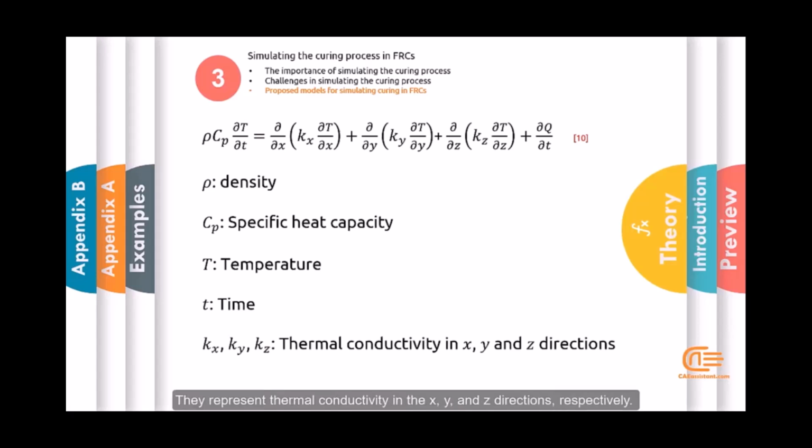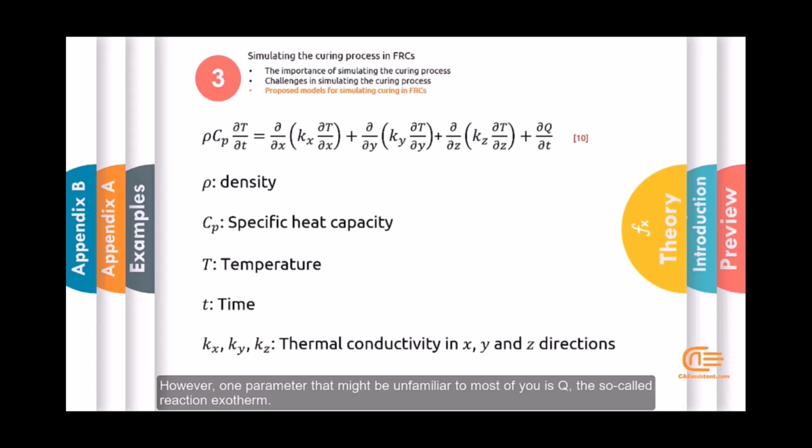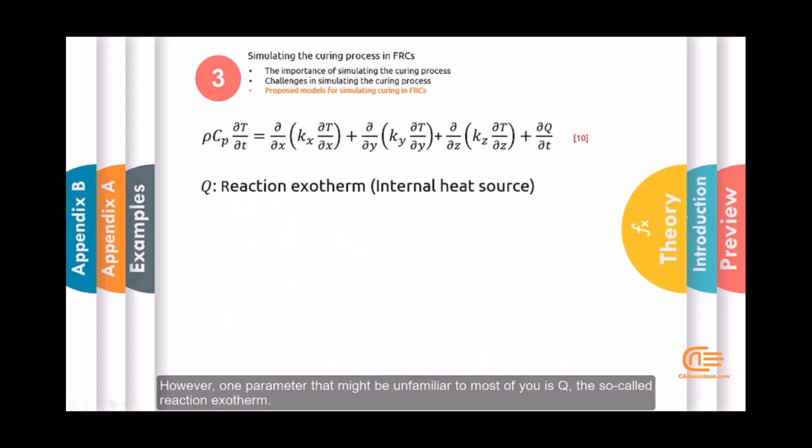They represent thermal conductivity in the x, y, and z directions respectively. Thermal conductivity is a measure of the ability of the material to conduct heat. However, one parameter that might be unfamiliar to most of you is Q, the so-called reaction exotherm. In this lesson, Q is a crucial parameter that shows the impact of an internal heat source on heat distribution.